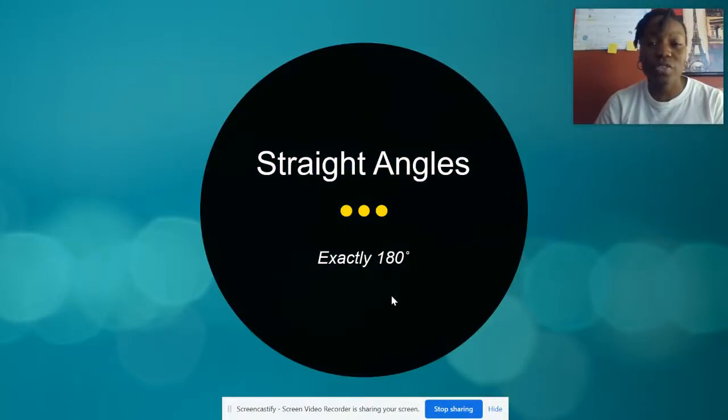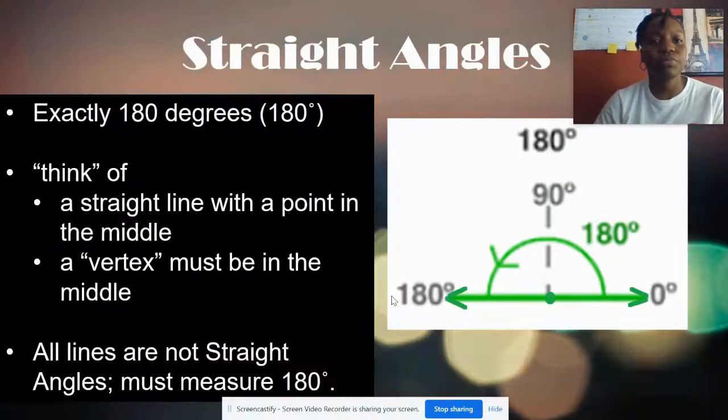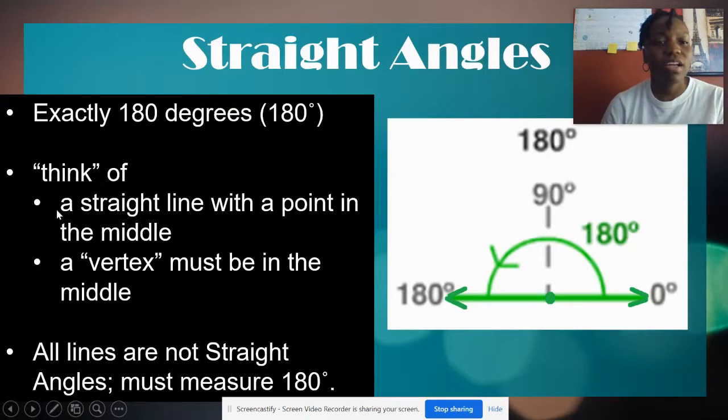All right, our fourth type of angle, which most people don't even realize is an angle, is what we call a straight angle. They're exactly 180 degrees. Think of a straight line with a point in the middle. So right here we have this straight line, but there's a point in the middle, which shows that the measurement of this angle is exactly 180 degrees.